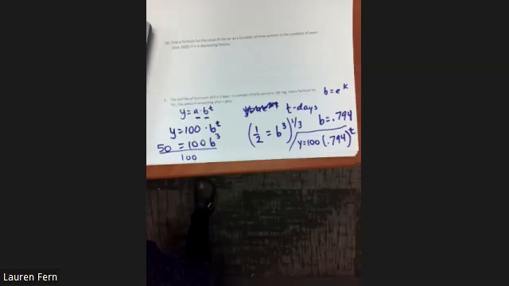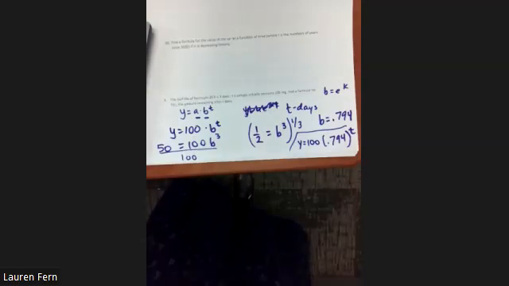Nothing? Happy to do anything else on this review sheet if that would be helpful. 5B. Okay.